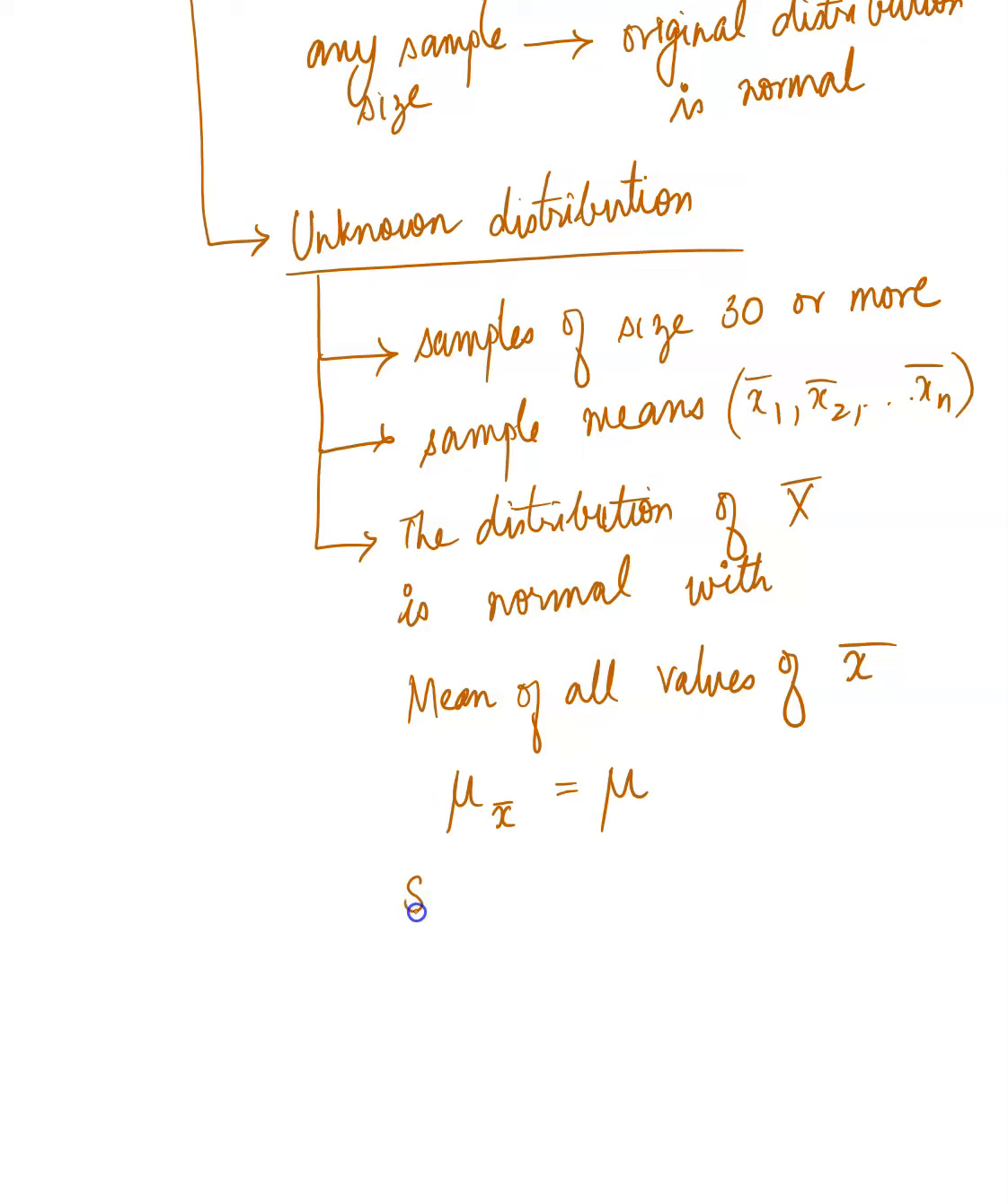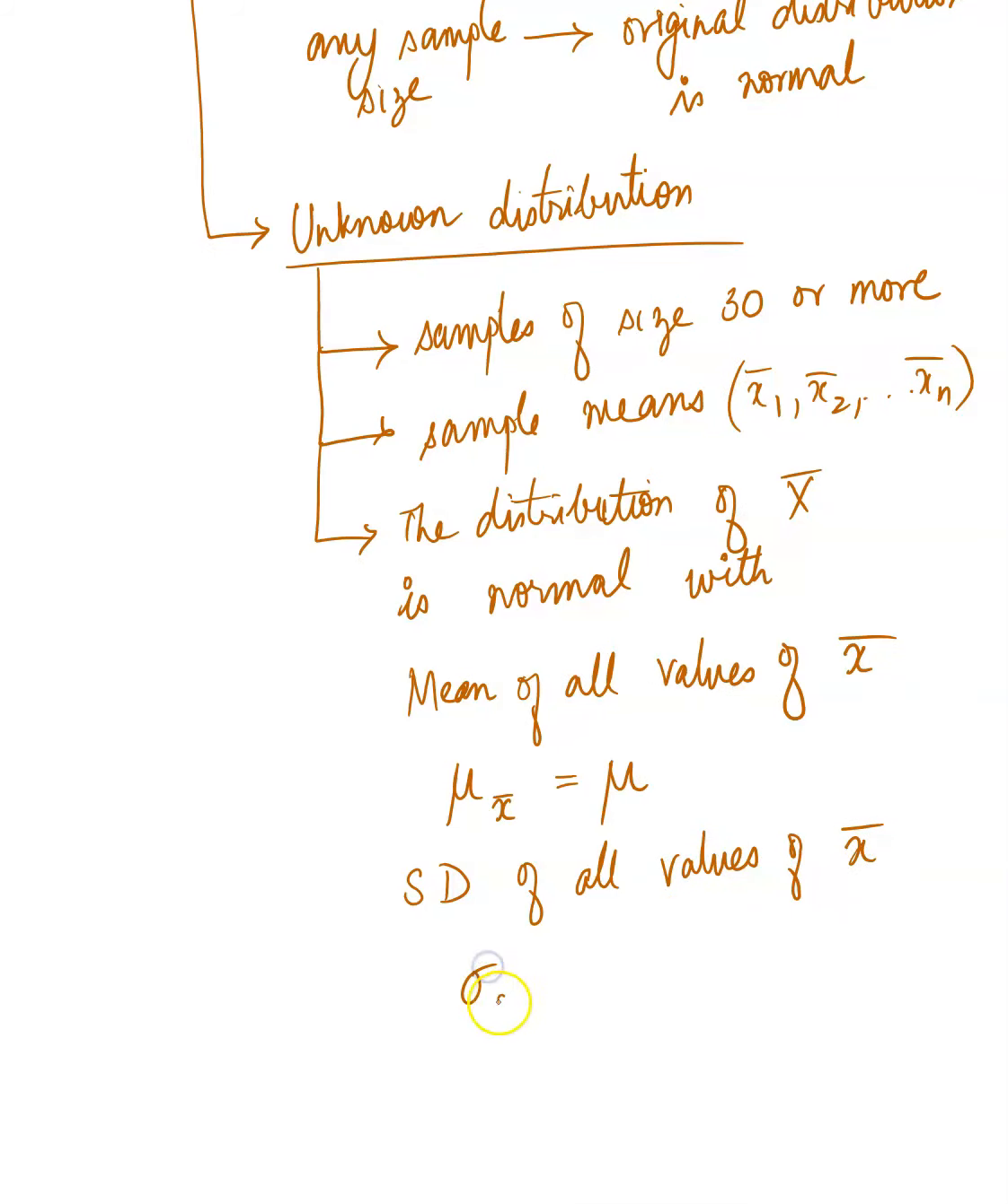And the standard deviation of all values of x bar is given by sigma x bar. You see the little suffix there, so it tells us which distribution we're talking about. So this sigma x bar is related to this new distribution of all the sample means. So this distribution has a standard deviation which is the same as the standard deviation of the original distribution divided by square root of n.